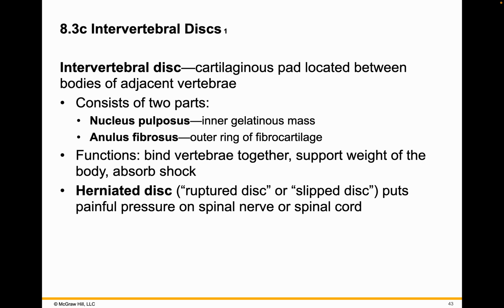Intervertebral discs are cartilaginous pads located between the bodies of adjacent vertebrae. They have a nucleus pulposus, which is the inner gelatinous mass, and an annulus fibrosus, which is the outer ring of fibrocartilage. Again, they bind vertebrae together, support the weight of the body, and help absorb shock. A herniated disc is often called a ruptured disc or slipped disc, and that will put painful pressure on spinal nerves or spinal cord, depending on where it is.